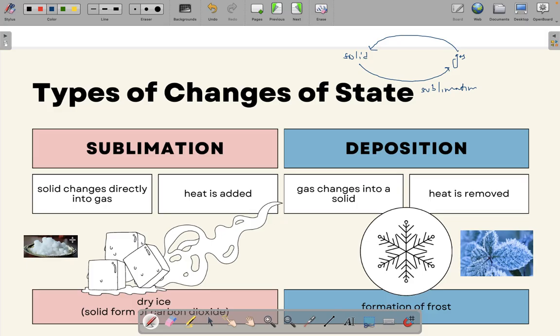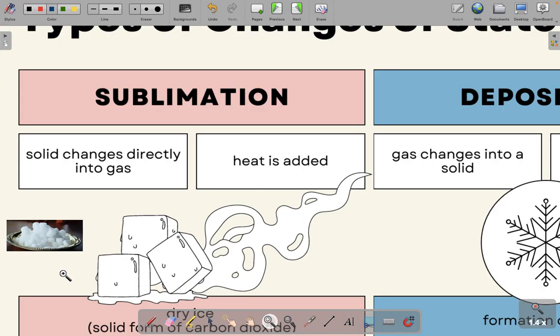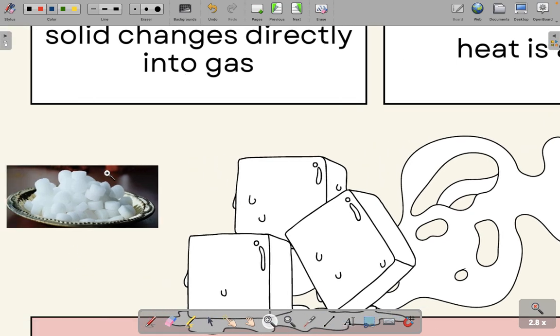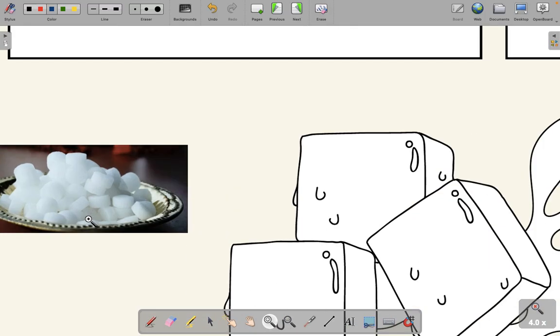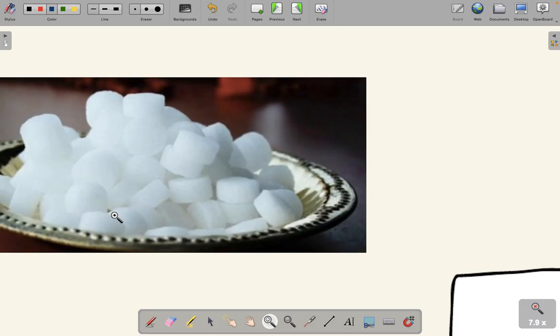For example, camphor or kapoor that we have in our home, that is used in puja. If you burn that, it will not get converted to liquid. It will directly change to gas. Has anyone noticed it? Or has anyone seen this? This is camphor. Yes, sir. If you burn this, you will not see any liquid state. It will directly change to vapor. You'll just see vapor of this coming out. So this undergoes direct change in state from solid to gas. There is no intermediate liquid.